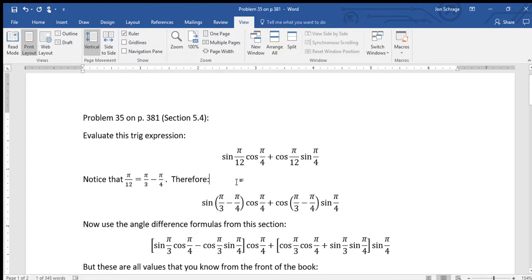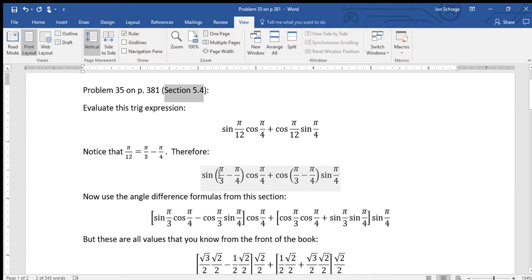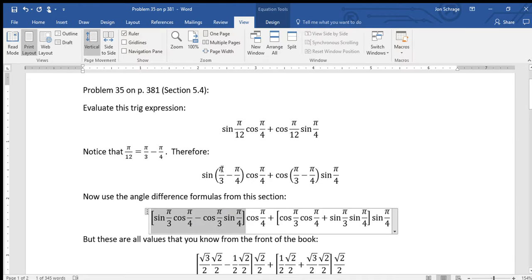That's the same thing. But that is an angle difference formula, which again is in the front of your book, or it's at the beginning of this section 5.4. However you want to get it, that's fine with me. So, all right, what is that one? It's sine of this one times cosine of this one minus cosine of this one times sine of this. All right, so here it is. Sine of pi over 3, cosine of pi over 4, minus cosine of pi over 3 times the sine of pi over 4. All this stuff in these square brackets right here is just the angle difference formula associated with this one right here that I'm highlighting.